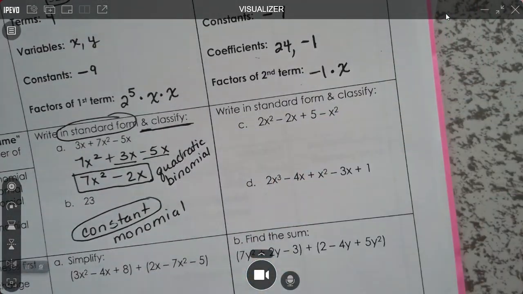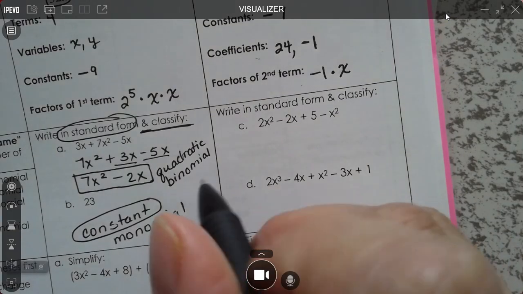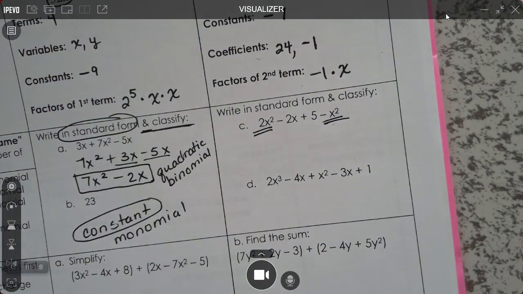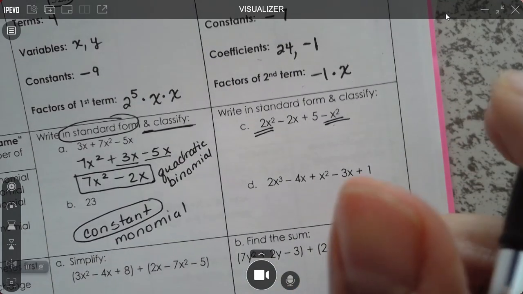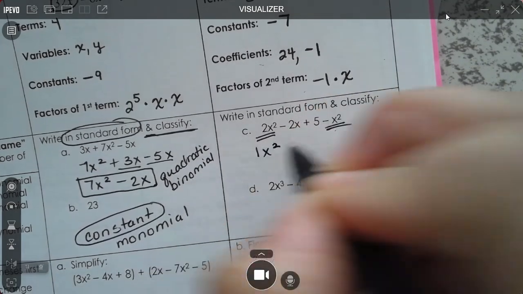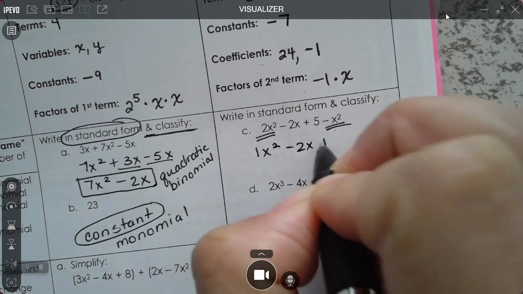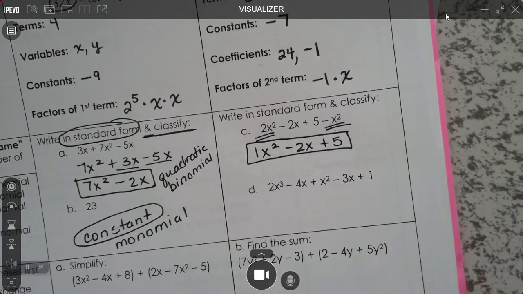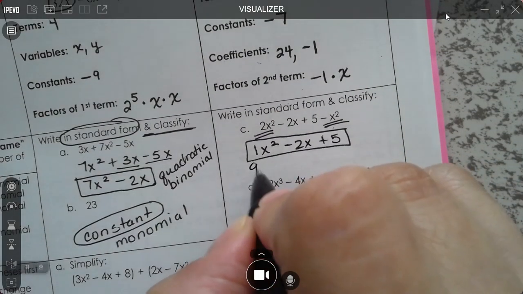All right, this one, is it in standard form? Correct, it is not. First of all, these need to be combined because they're like terms, right? Anybody know what 2 plus a negative 1 is? Correct, 1. And then negative 2x plus 5. Can you classify it? Let's go. First one to speak up wins. Correct. Quadratic trinomial.